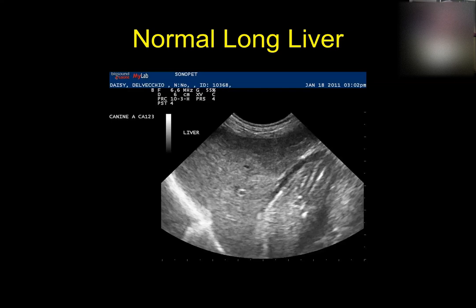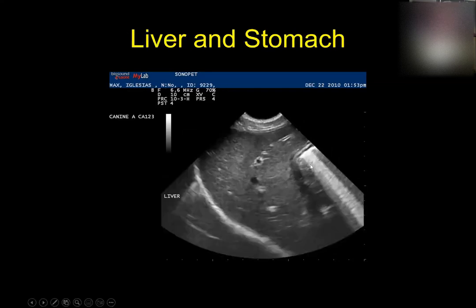So you have to make sure, no matter what organ it is with ultrasound, that you take the time to fan through the entire organ. You can't just get 2 or 3 slices and assume, well, the rest of it's probably going to look the same. Okay.